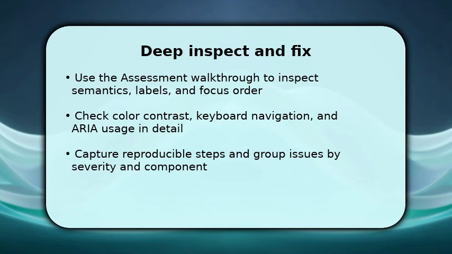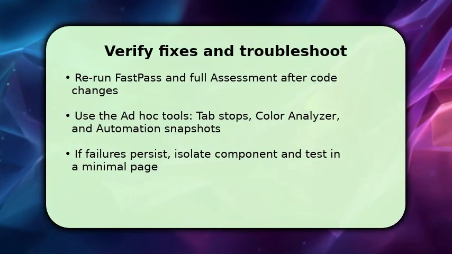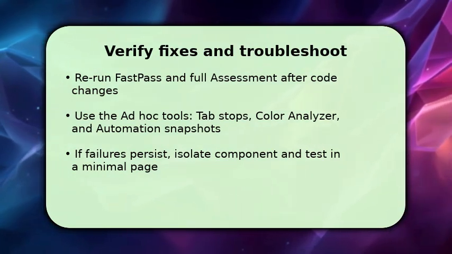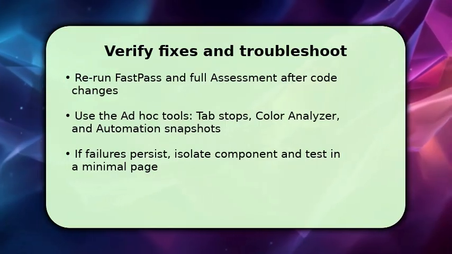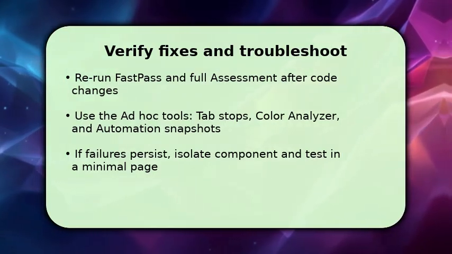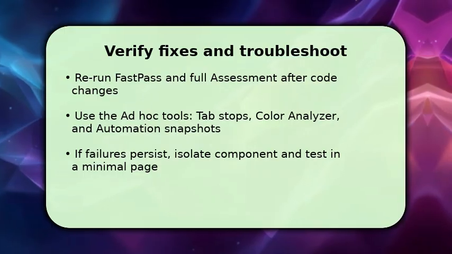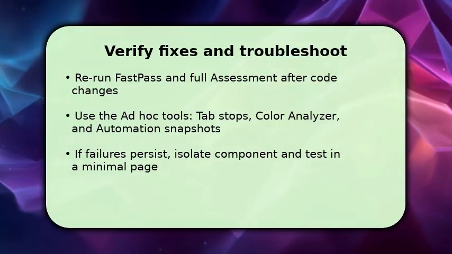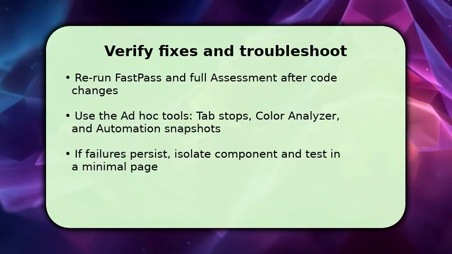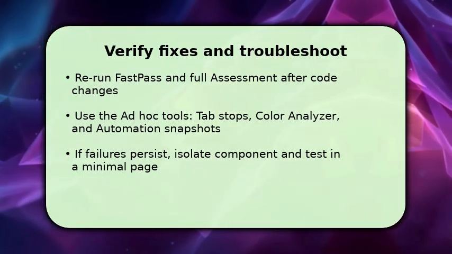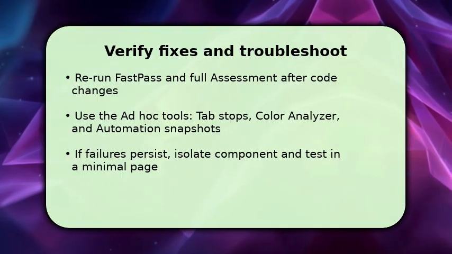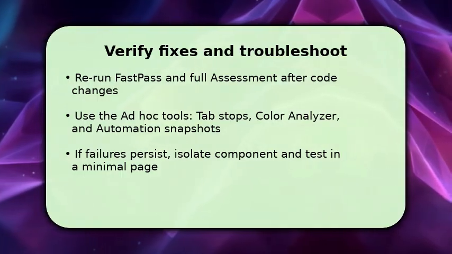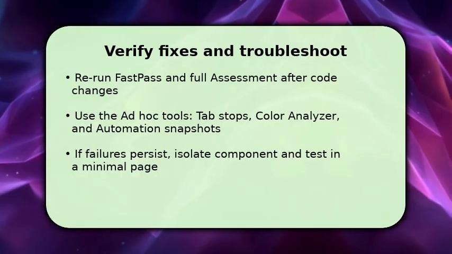You finish by verifying fixes, rerunning FastPass and the full assessment to confirm issues no longer appear. Use ad hoc tools: Tab Stops to confirm keyboard flow, Color analyzer for contrast, and automation snapshots to compare before and after states. If failures persist, isolate the component and test it in a minimal page to rule out environmental causes. This helps identify cascading CSS or script interactions.